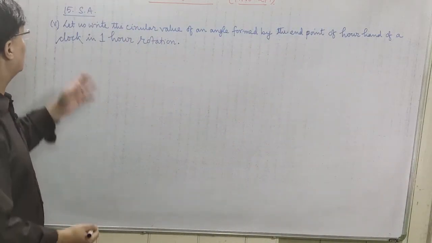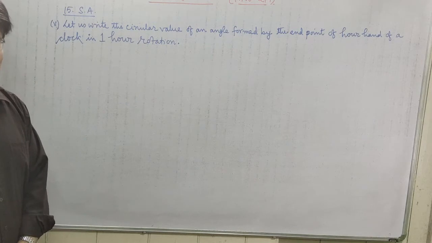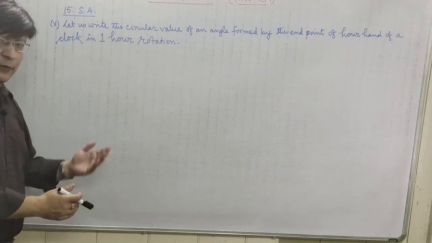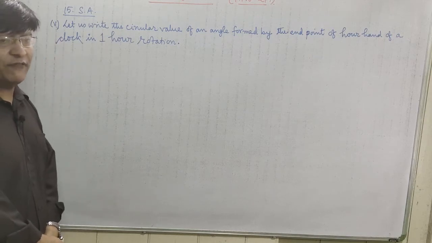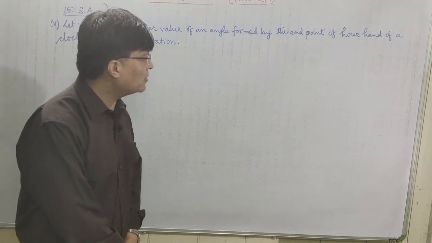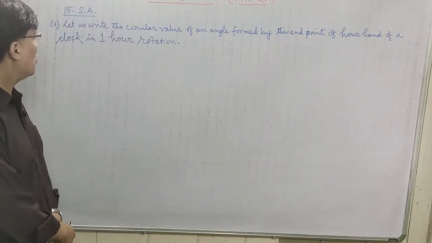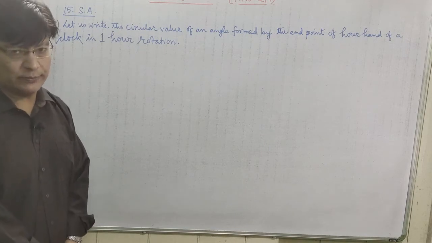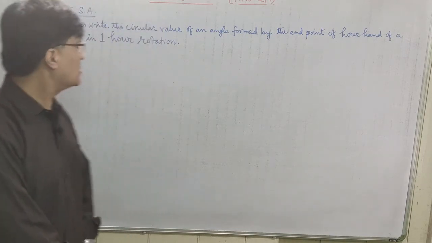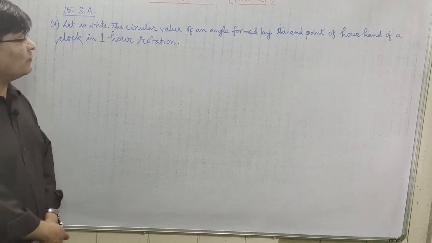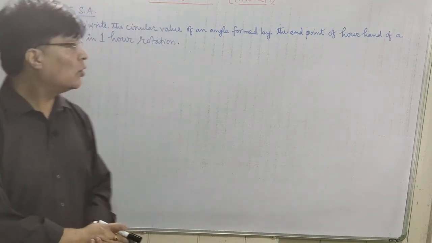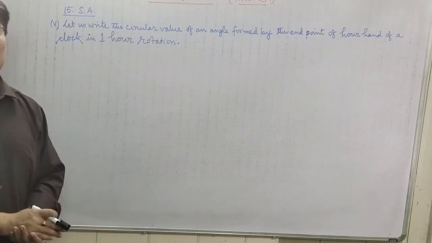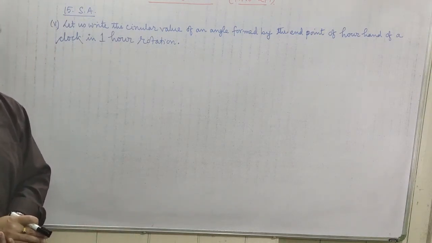So now we'll do the next question, that is question number 5 of number 15, that is from short answer type question. So let's do this question now. Let us write the circular value of an angle formed by the end point of the hour hand of a clock in 1 hour rotation. In this case, you have to find out the circular value of the angle formed by the end point of the hour hand of a clock in 1 hour rotation.